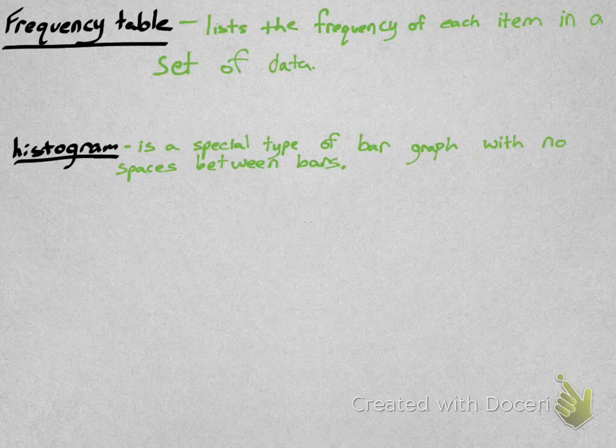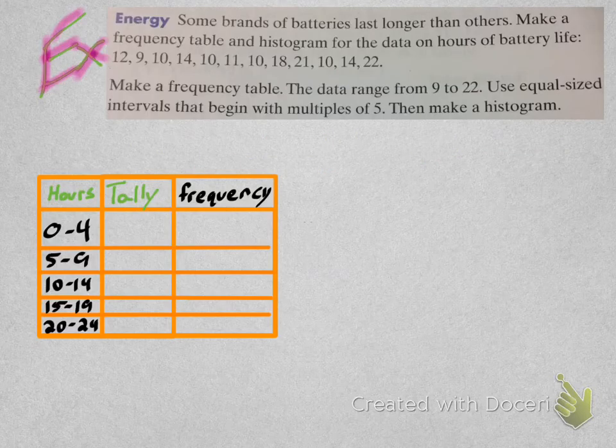All right, another way to show frequency is by using a frequency table and a histogram. So a frequency table is just a way to organize the data, and the histogram is a way to pretty much present the data. So I've kind of already started this one. It said, some brands of batteries last longer than others. Make a frequency table and histogram for the data on hours of battery life.